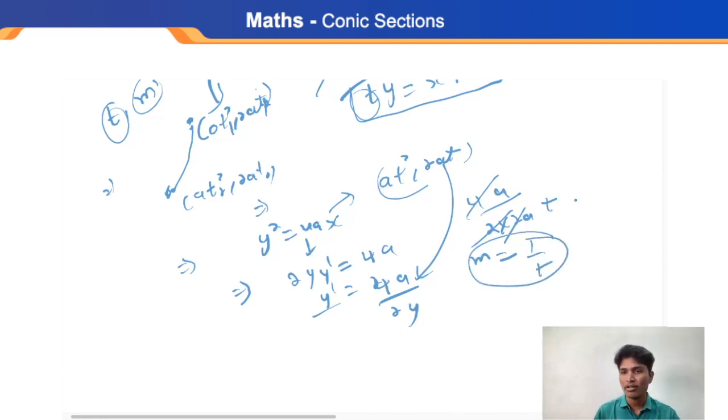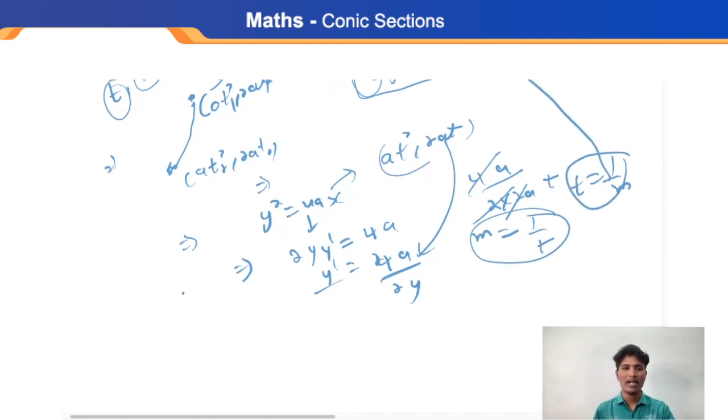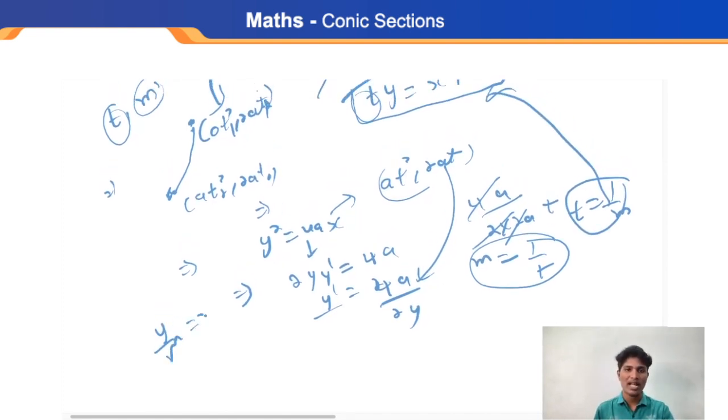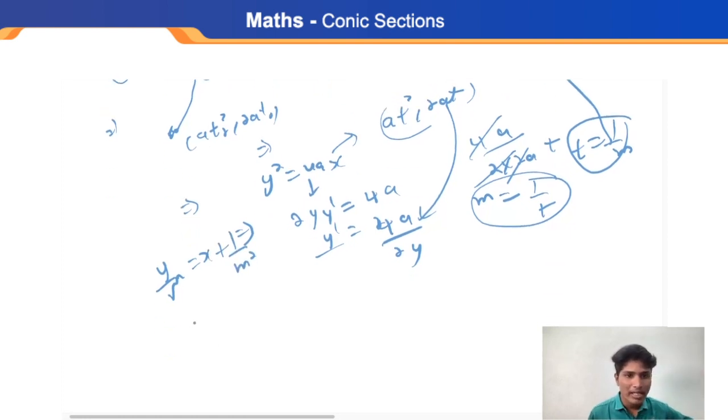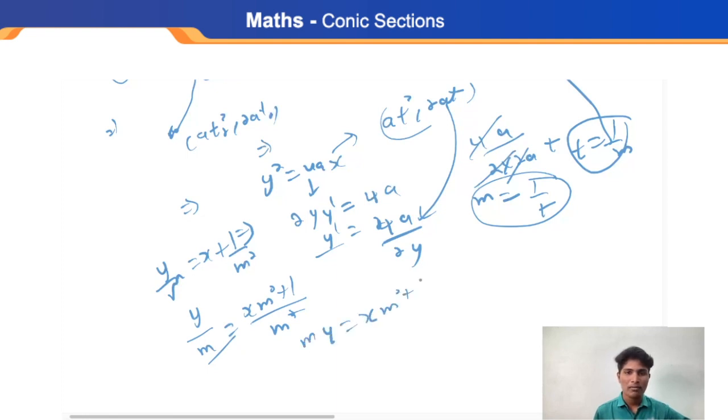So simply substitute t is equal to 1 by m and find the equation. I will get y by m is equal to x plus a by m square. If I solve, I will get y by m is equal to (x m square plus a) by m square. Cancelling, my is equal to x m square plus a. So y is equal to mx plus a by m.